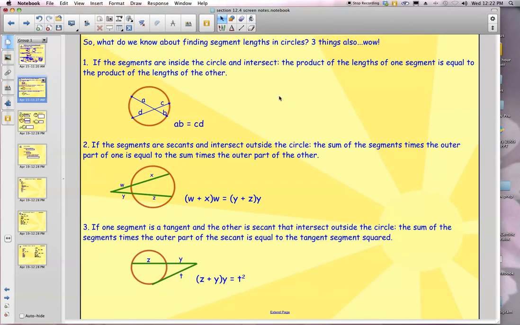The other three things we're going to talk about today are the segments themselves. When we use secants or even chords or even tangents, there's a relationship among the lengths of the segments themselves. So the first one is when the segments are inside the circle. The relationship is the product of the two lengths of one equals the product of the two lengths of the other. So in other words, A times B, my length A times my length B, has to be equal to my length C times my length D.